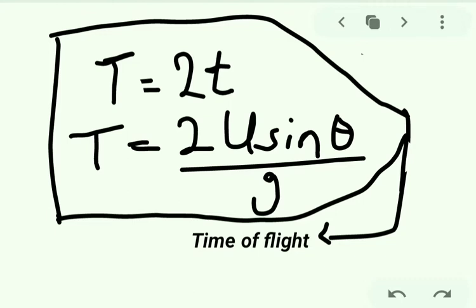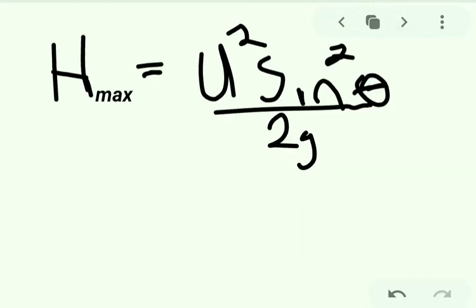Time of flight is 2u sine theta over g. Now you take note of these equations because we are going to use them to solve questions relating to projectile motion. Now all these equations can be gotten from equations of motion.